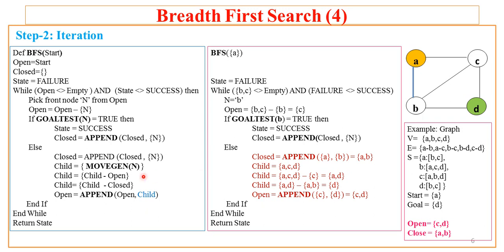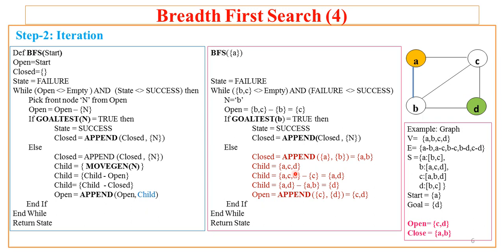Now the move-gen of B is nothing but the list of the elements which are immediate successors to B. So to B, these A, C and D are the immediate successors. In our search list, this node B is searched, and as it is present, the immediate successors A, C, D are returned by the move-gen and those are stored in the child node.